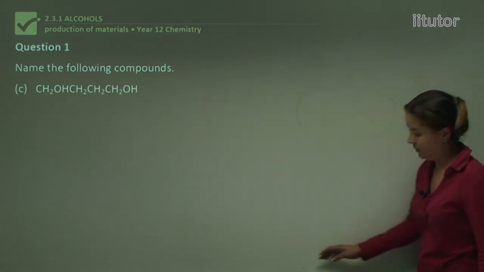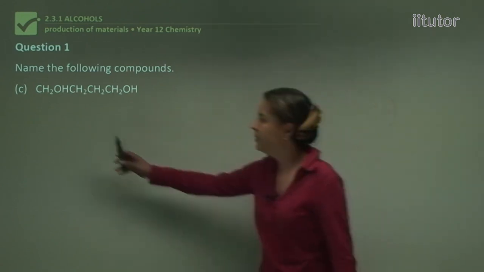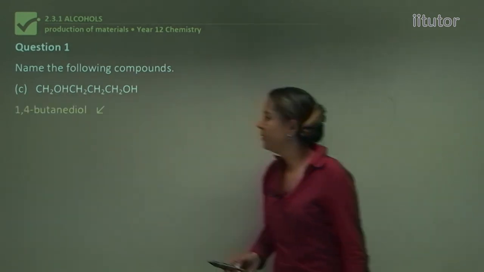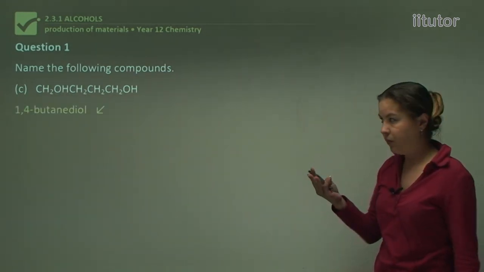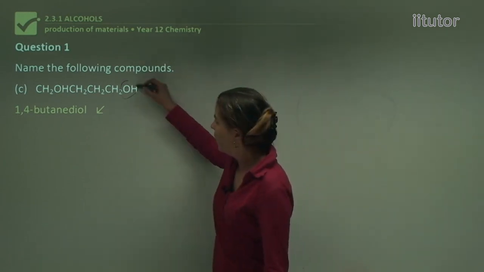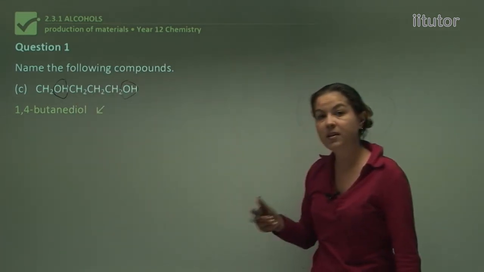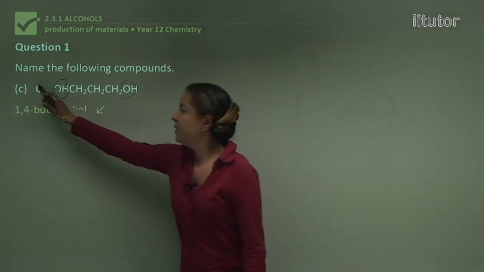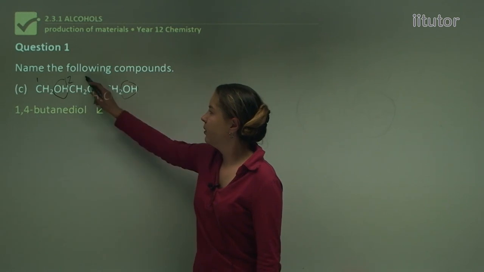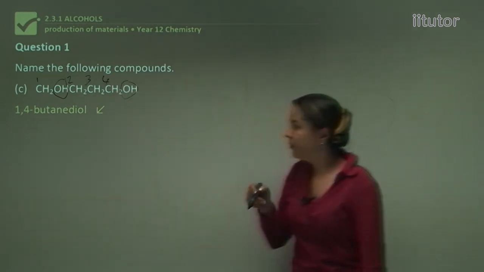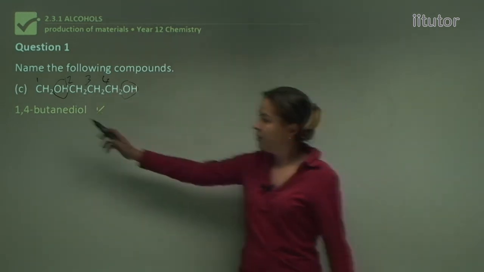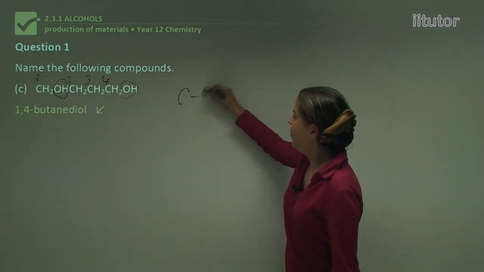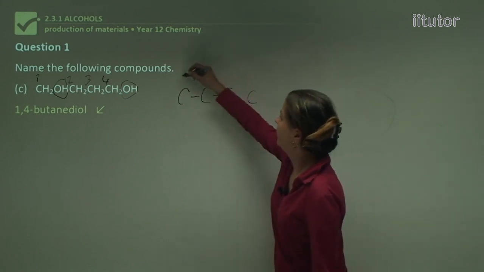Part C, let's name this compound. Count the carbons. 1, 2, 3, 4, 5. Oh, no. 1, 2, 3, 4. Okay. It's a but because there are 4 carbons. How many OHs? There are 2 of them, so it has to be a diol. And then we have to look at the position. Carbon 1, carbon 2, carbon 3, and carbon 4. Where are the hydroxyl groups? Position 1 and 4. So it might be easier if I actually draw this for you.